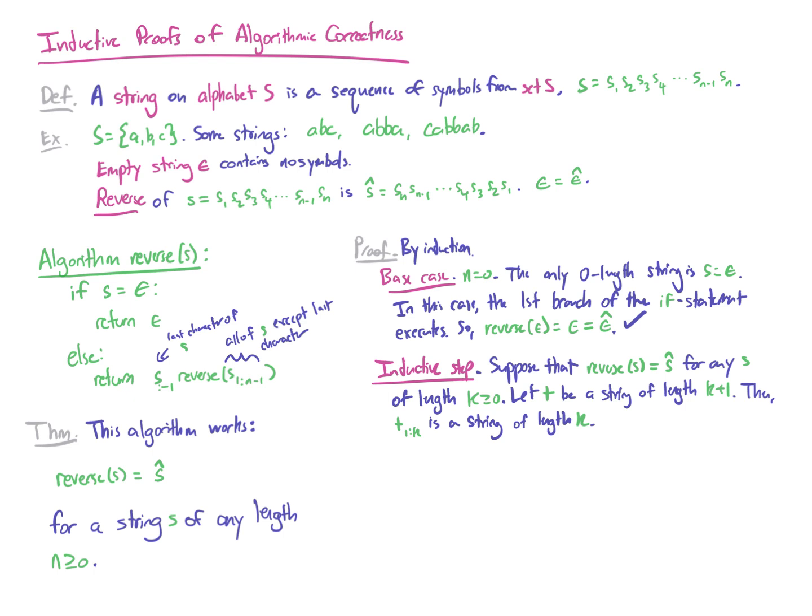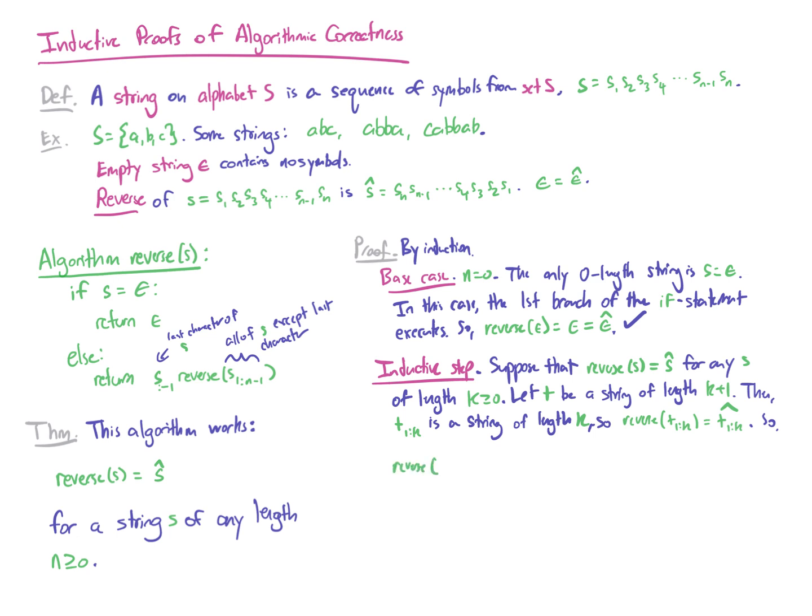Okay, so this sounds good already because I know things about strings of length k. I know that the algorithm works on strings of length k. So I know that if I do reverse of t from indices 1 to k, that result will be t1 to k hat. That's my insight. Now I'm ready to figure out what reverse of t itself is. So let's do a calculation. Let's check.